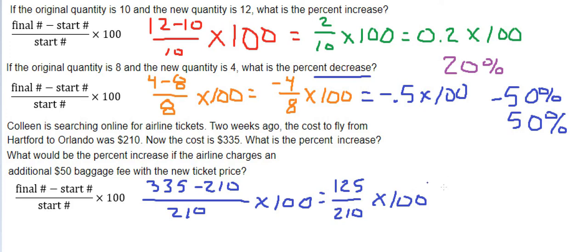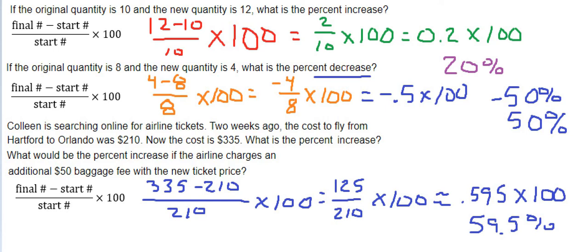125 divided by 210 is about 0.595. It kind of goes on forever there, but we're going to say 0.595. We're going to multiply that by 100, and that's going to give us a 59.5% increase. This is rounded to the nearest tenth of a percent.